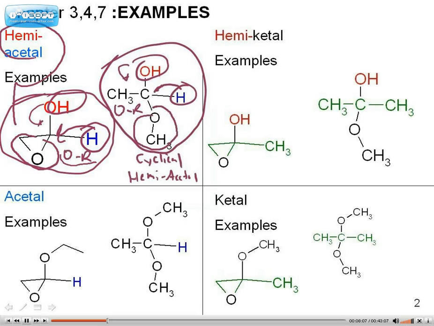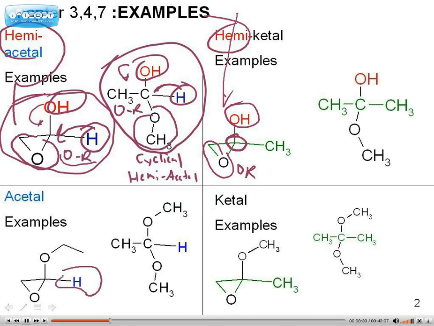Let's go to the example to the right over here. Again, this is a secondary or middle carbon, no hydrogen directly attached, so it's automatically in the ketal category. Hemi-hydroxy, so it has hydroxy, and then here's the OR group right here. Let's go over to the cyclical hemiacetal. There's our hydrogen.